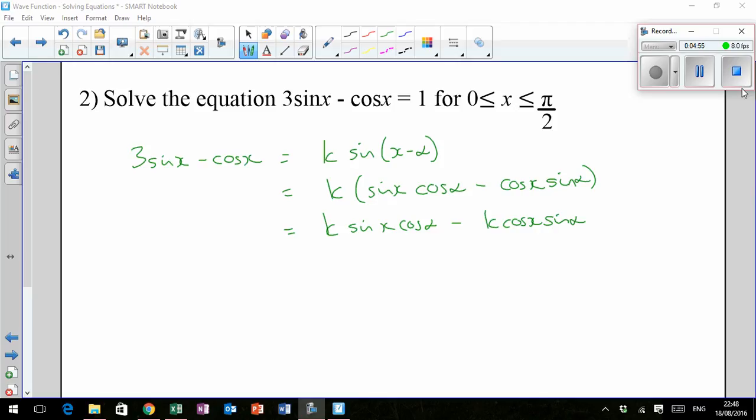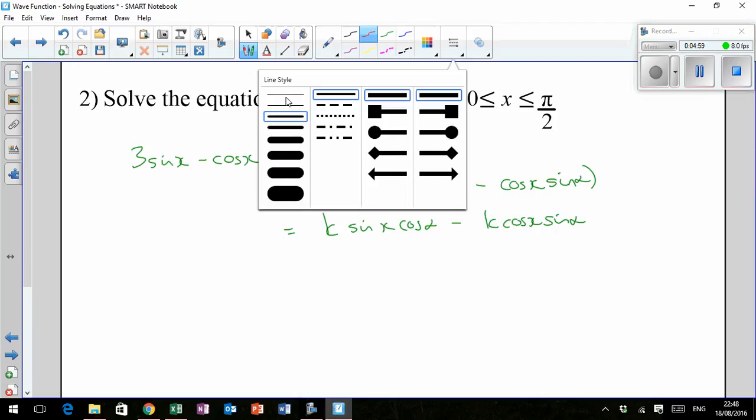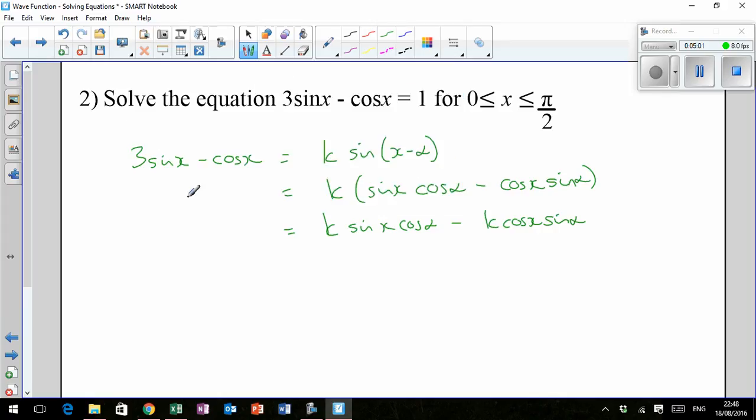What I'm going to use instead is k sine of x minus alpha. Okay, and the reason for that is, if possible, I want to keep my wave function in the first quadrant, which is what happens when both of my equivalencies are positive.